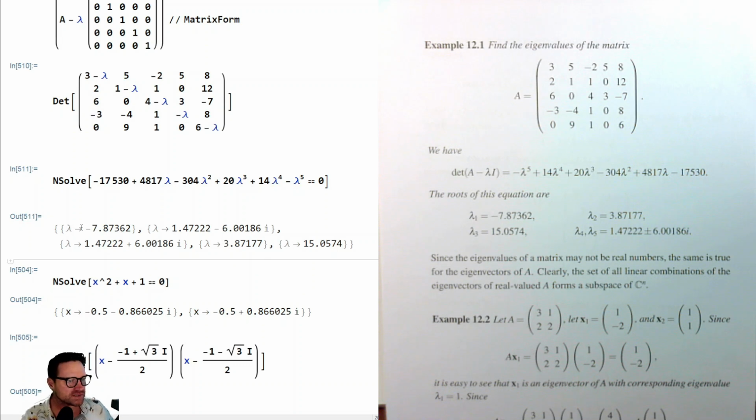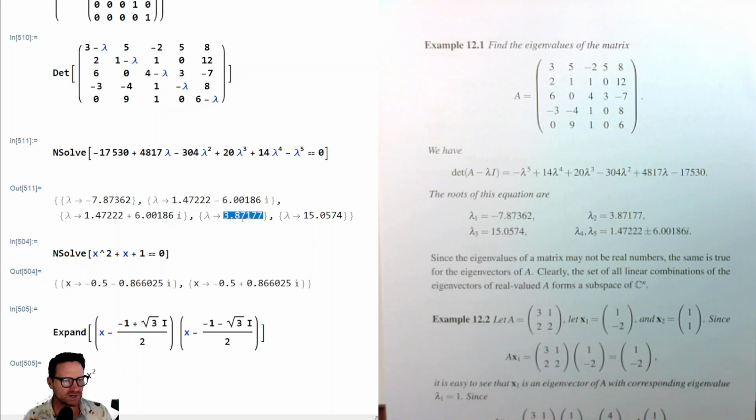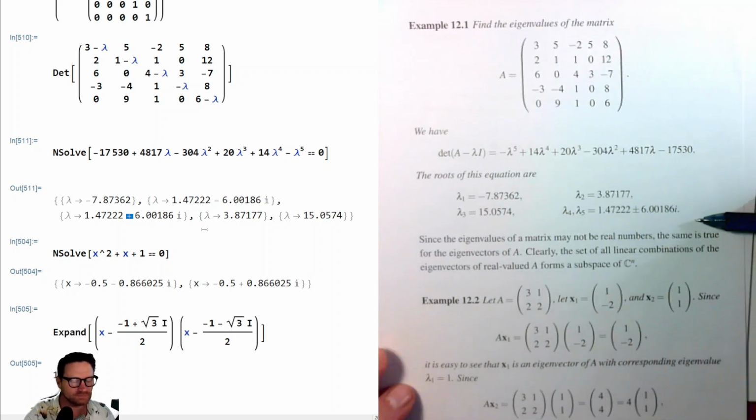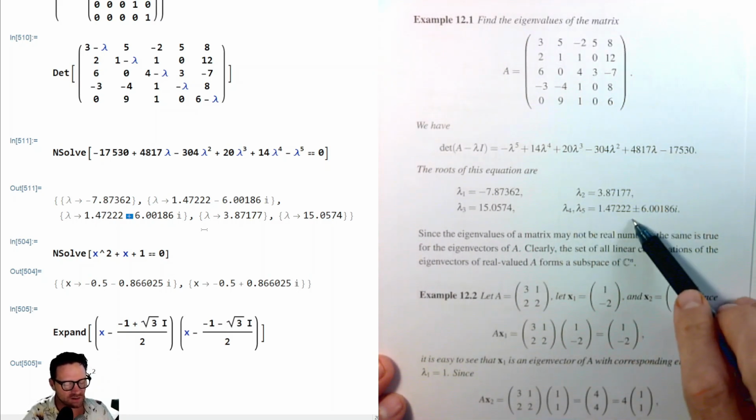Okay, so we have lambda 1 is minus 7.87362 and so on. Then we have another real solution, 3.87177, and 15.0574. And then we have two complex non-real solutions, but you'll see that they come in complex conjugate pairs. So we have 1.472 and so on, minus 6.001i, and then the other one is the same but with a different sign on the imaginary part. Okay, so we have these solutions right here. Lambda 4 and lambda 5 are complex conjugate pairs.